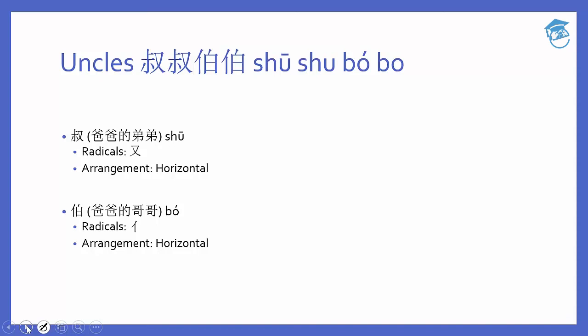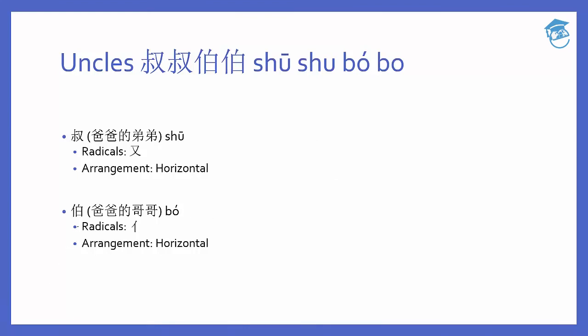叔叔、伯伯. Okay, so the first one, 叔 is 爸爸的弟弟. Okay, this is the pinyin 叔, and the radical is what's on the right there. The arrangement is horizontal. Let's look at how to write 叔. 1、2、3、4、5、6、7、8. 8 strokes for this word, 叔.